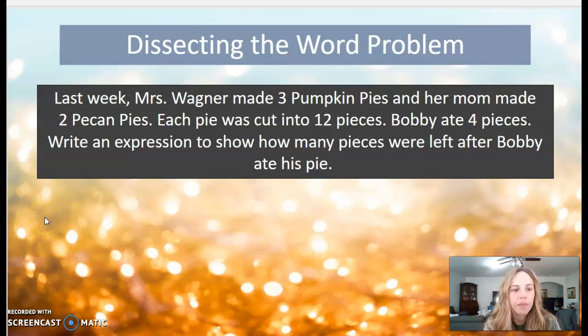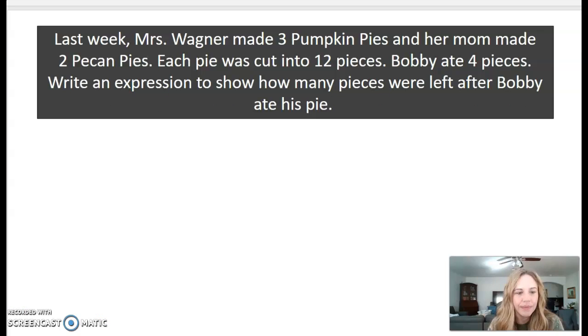Here's the word problem. Last week, Mrs. Wagner made 3 pumpkin pies, and her mom made 2 pecan pies. Each pie was cut into 12 pieces. Bobby ate 4 pieces. Write an expression to show how many pieces were left after Bobby ate his pie.